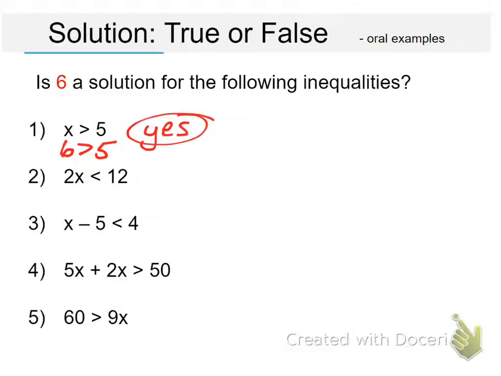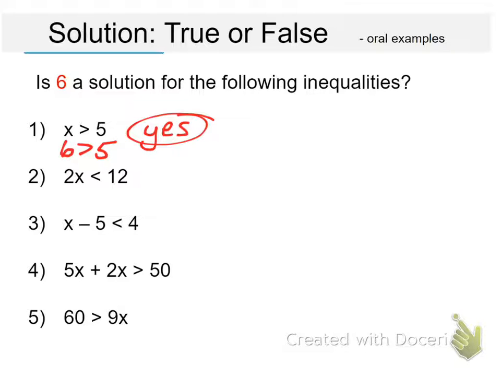Now, as they become more complex, and I'll do this when we get to number 4, we may want to solve for x and then try to plug in the numbers because it can get a little bit harder, especially if they give you multiple answers. But let's go to the next one.